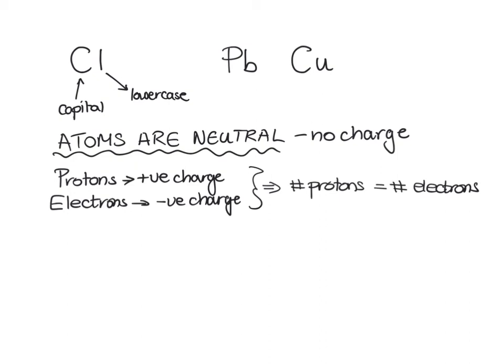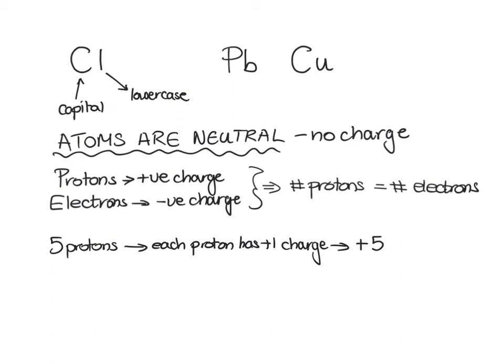And how can I show that to you? Well, let's just look at an example. Let's say there's an element that has 5 protons. Okay, so I'm just picking an element that has 5 protons. If it has 5 protons and each proton has a positive 1 charge, that means my total charge would be plus 5.